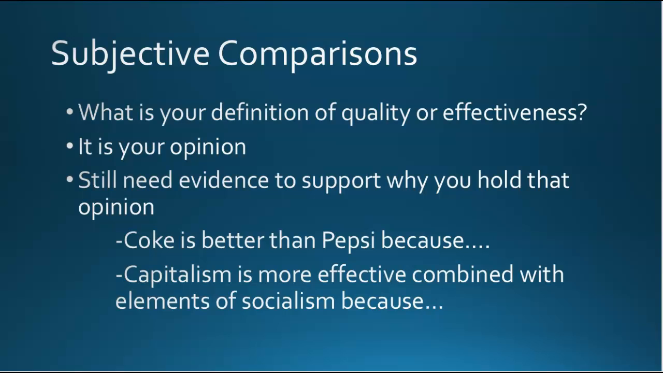Okay. So if I were to say Coke is better than Pepsi, okay, that's my opinion. Because, all right, now we're getting into some evidence. Because I'm about to, at the end of that statement, provide some reasons and some evidence. Capitalism is more effective combined with elements of socialism because, right? I'm stating an opinion, and then this because leads us into our reasons and evidence.